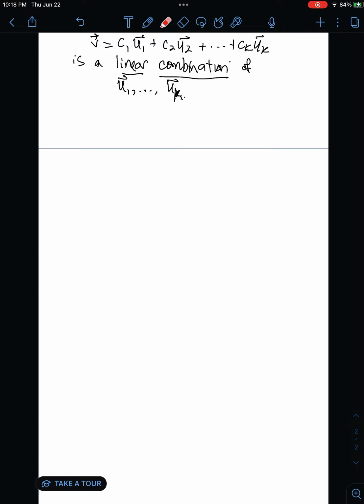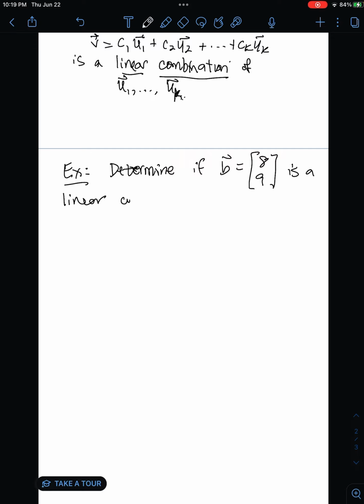Okay, yeah. Well, before we talk about that, let's just do an example. I'm just picking problems from a textbook. Determine if B, which is the vector 8, 9, is a linear combination of A1, which is -2, 5, and A2, which is 7, negative 3.